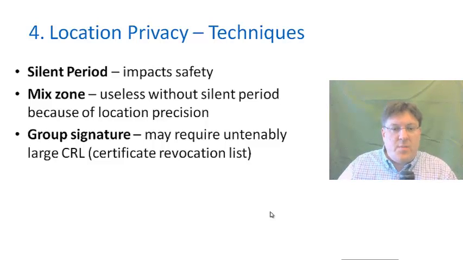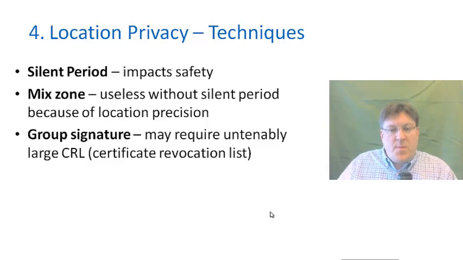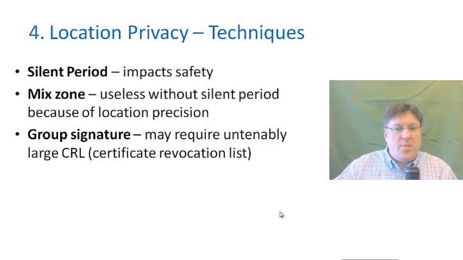So you have a silent period or some kind of obfuscation technique. And then the group signature. The group signature would allow groups of cars to travel and use the same digital signature and the same identifier. The problem with this is that if you have one bad actor in the group, it could be a huge complication to get the CRL, the certificate revocation list, to the right people. The other thing is the overhead is just a lot. I mean, some people think that this group signature method simply can never work because of the overhead involved.